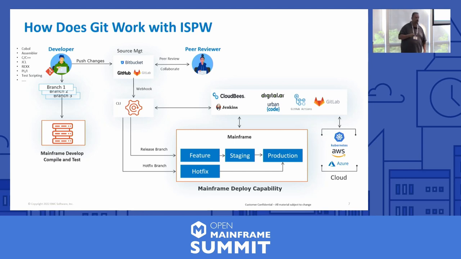So this is how Git works with the mainframe. But let's say I don't want to move all into the mainframe because we've already established one size does not fit all.